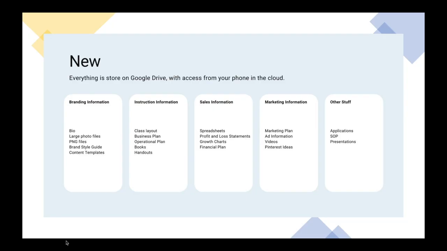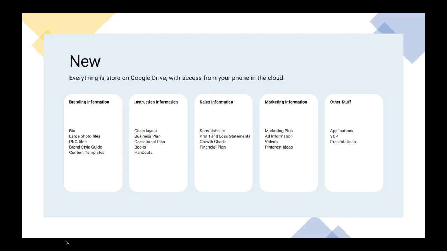So here's the new way. You're going to have all your branding information organized. That includes your bio, large photo files, your PNG files. You'll have a brand style guide. You have content templates. And for your information structure, you may have class layouts. You may have your business plan. You may have an operational plan. You may have digital books that you've purchased. You're going to have some handouts that you may have gotten and scanned into different places. You'll have your sales information that includes your spreadsheets, your growth plan, your financial plan, profit and loss statements.